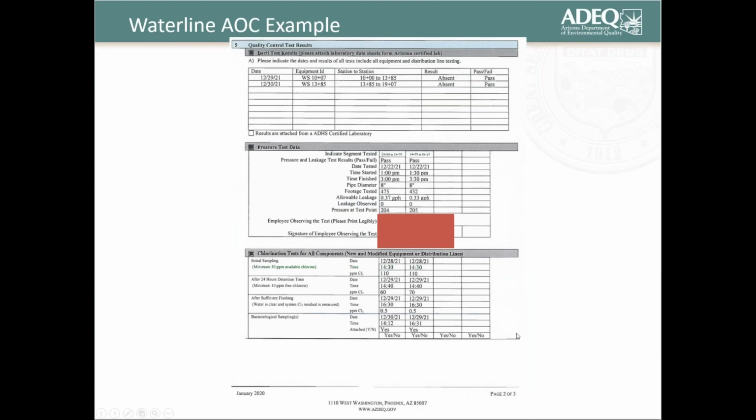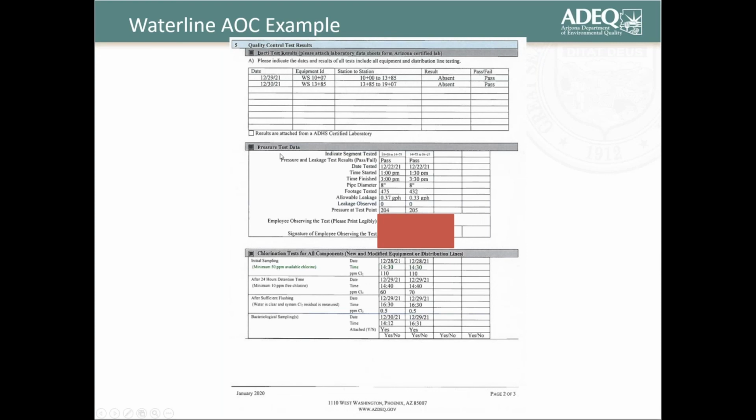And then here is the most important page of the AOC application. So let's begin with the top. It shows the appropriate testing that needs to be completed during the AOC phase. So the BACT test results. We have the date completed, the equipment, the station, which is for Waterline, and the result is that it's absent for total coliform and E. coli. It's on a pass and fail basis, so it's pass for both.